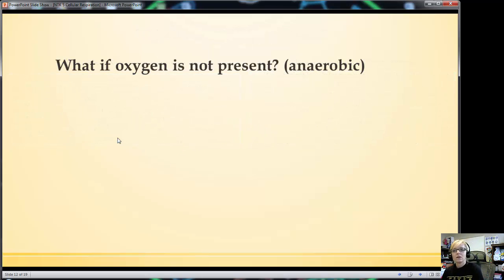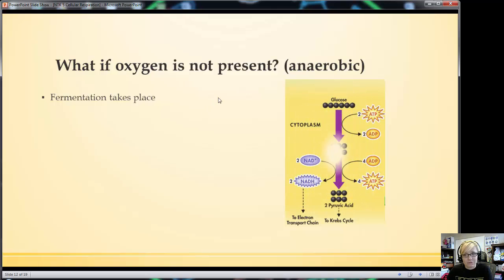Okay, all right, so now we need to talk about what if oxygen is not present. This is called anaerobic. Remember we said that if you put the prefix a or an before any word, it will be like the opposite of. So we talked about biotic and abiotic. Abiotic was the opposite of biotic. Just like anaerobic and aerobic, anaerobic is the opposite of aerobic. So it's good to know those prefixes. When there's no oxygen present, we call that an anaerobic process. Fermentation is going to take place, and I bet you've heard of fermentation. You know that things can ferment.